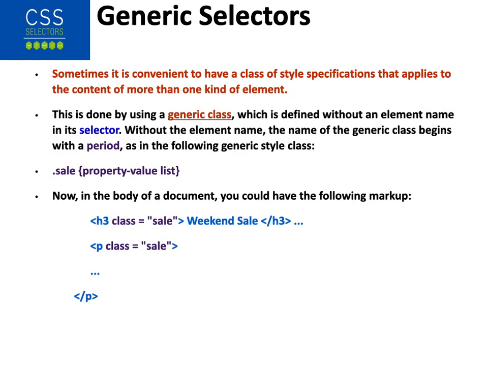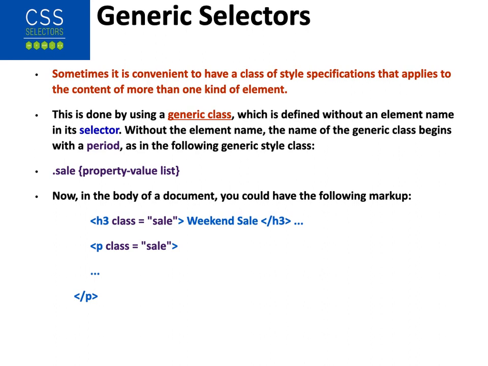Another type of selector form is generic selector. Sometimes it is convenient to have a class of style specification that applies to the content of more than one kind of element. For example, we have different elements like paragraph, image, anchor, table, list, etc. We need to give a particular style for all the identified elements, more than one element. Then generic selectors will be useful.